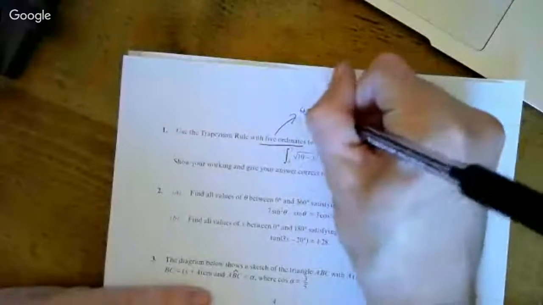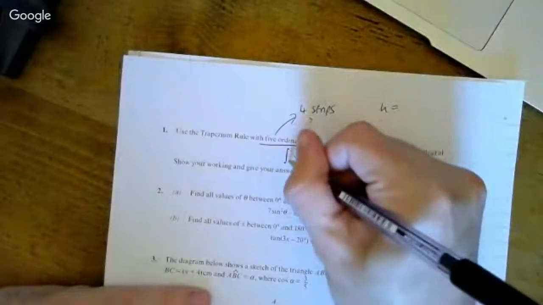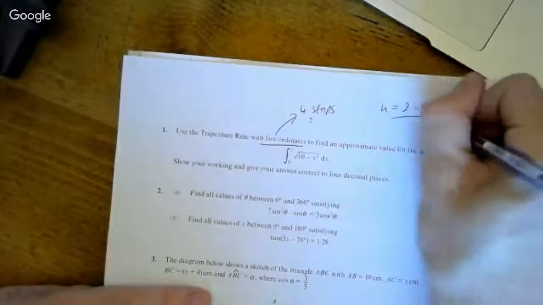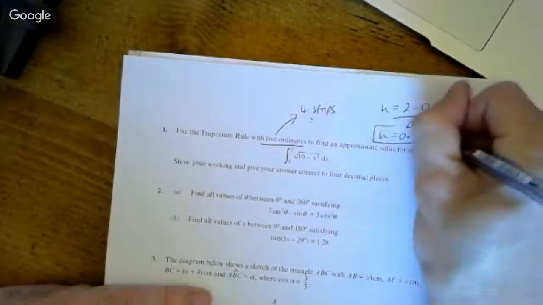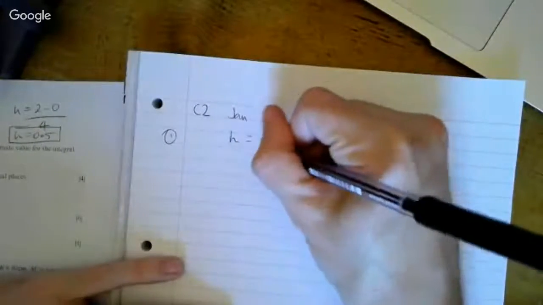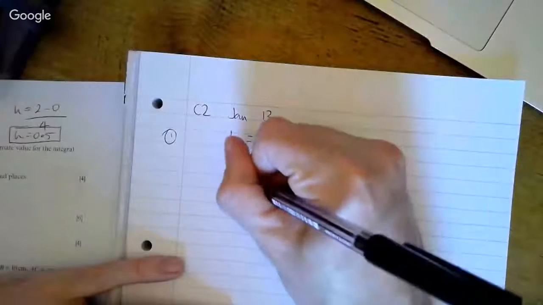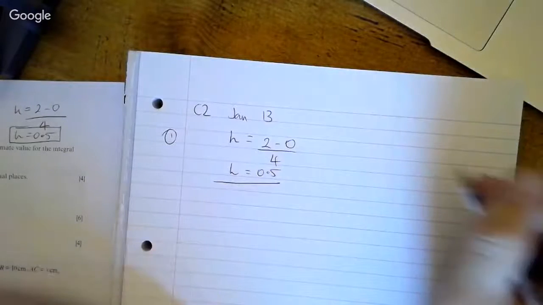So, first question, trapezium rule, 5 ordinates, that means it has 4 strips, which is going to be very important to work out the value of h. H is the limits of the integral, 2 take away 0, divided by the number of strips. So in this case, h equals 0.5. Now, if you write it on your mark scheme there, or your questions there, make sure you write it here as well, because that is worth a mark straight away. So h equals 0.5, very important to write in.